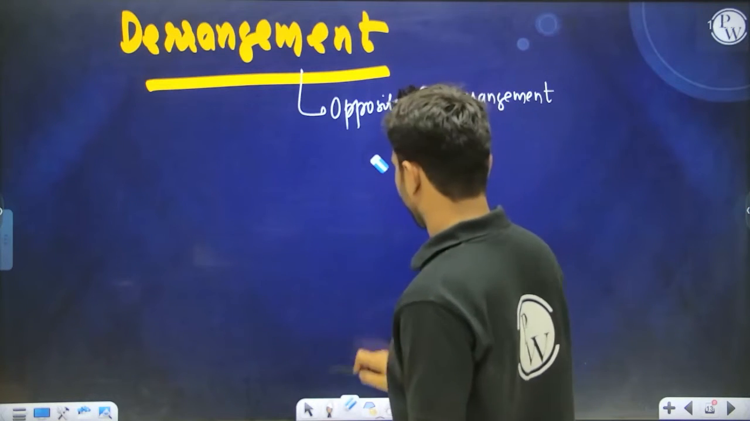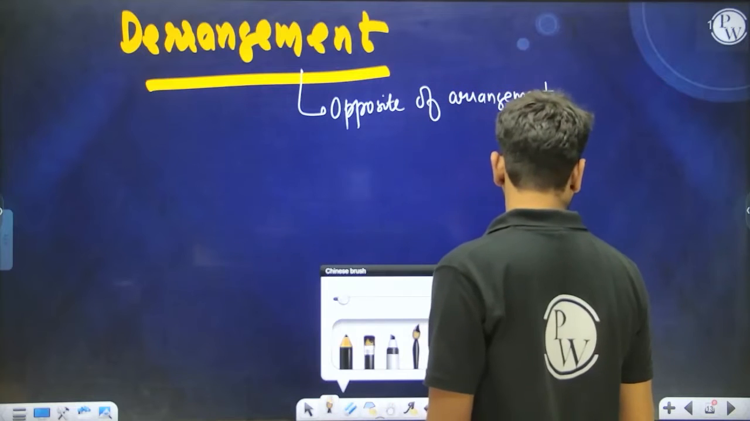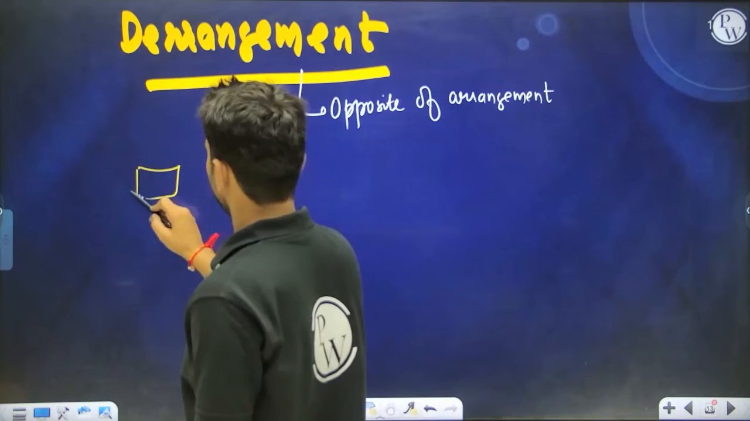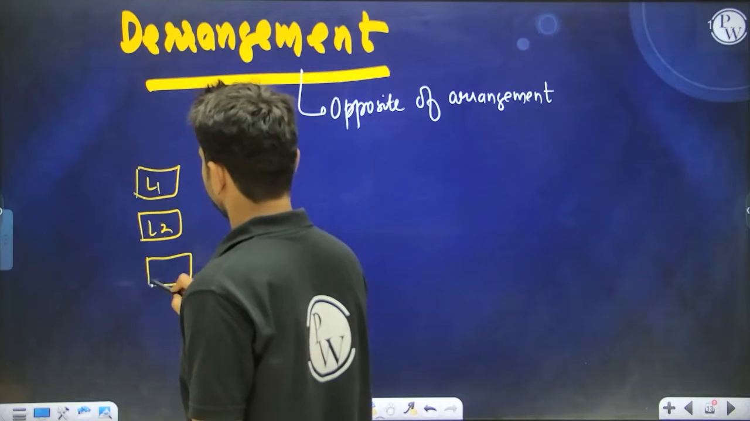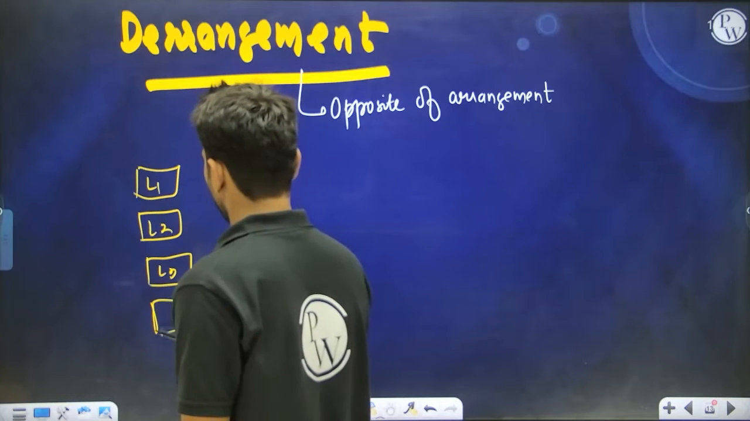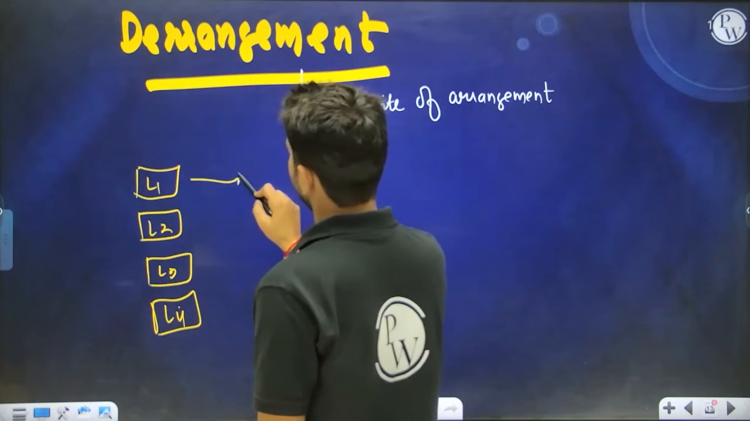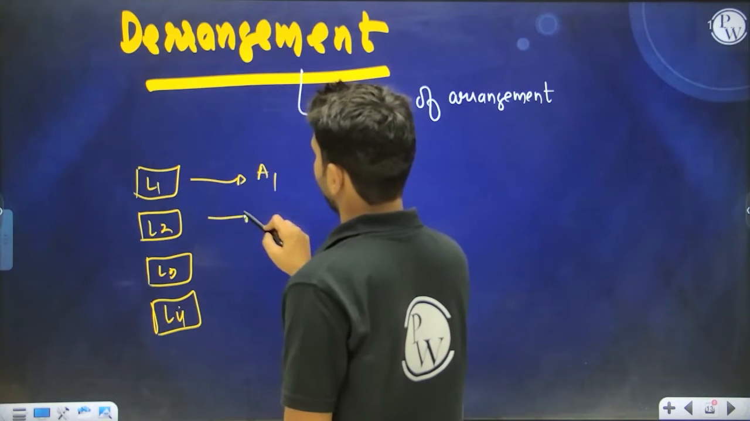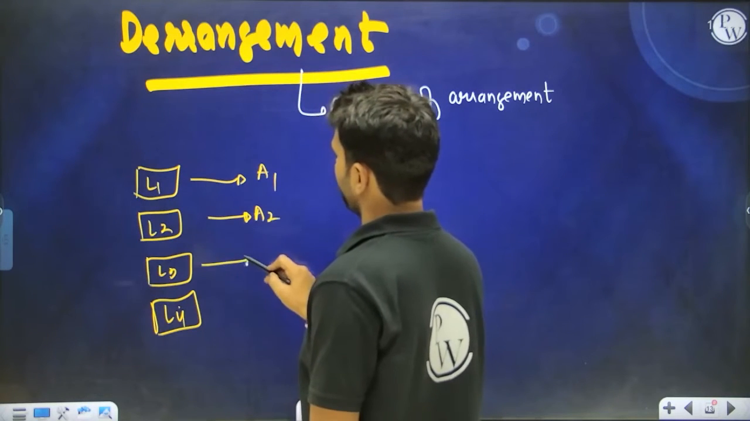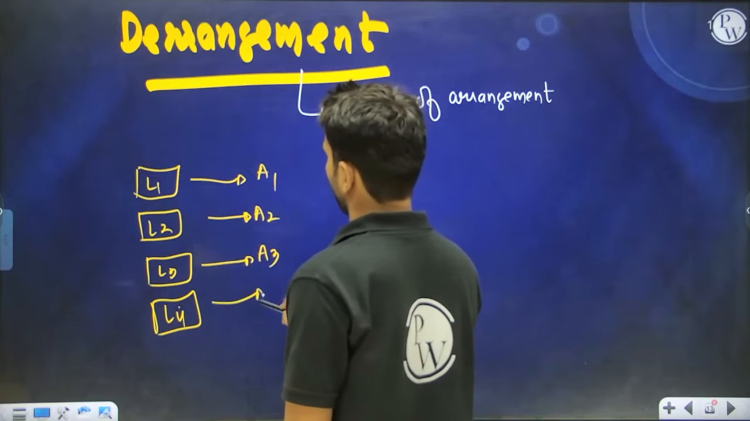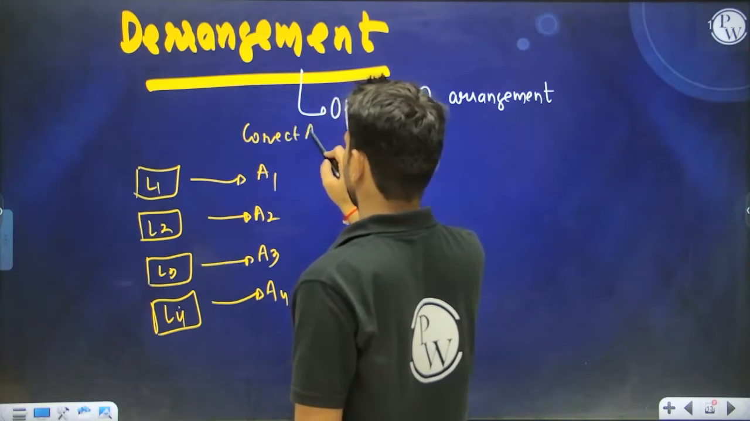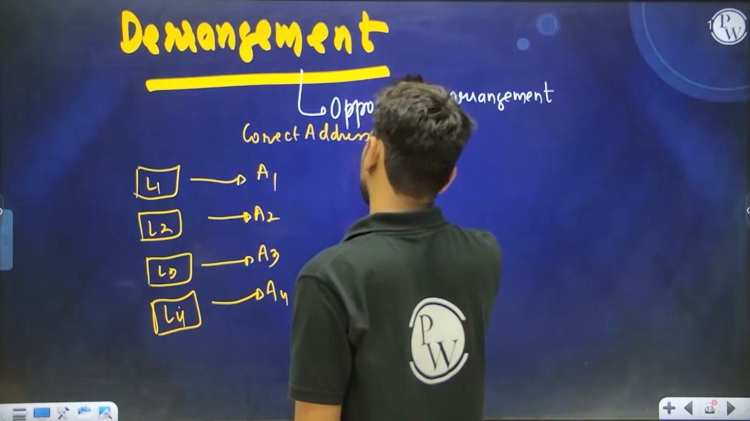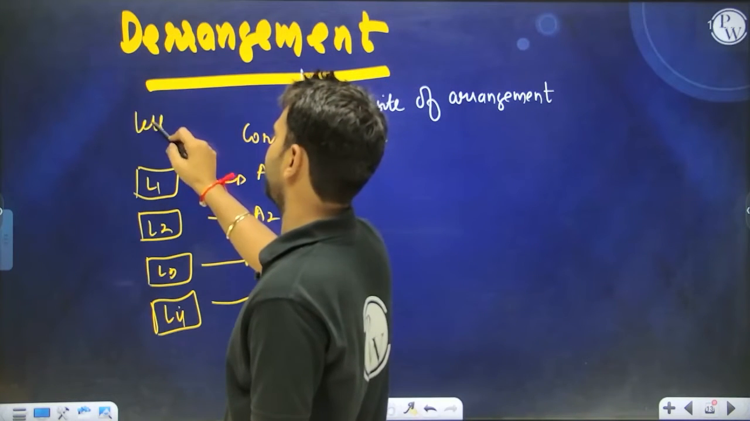Let's say I have given you 4 different letters. This is letter 1. This is letter 2. This is letter 3. And this is letter 4. Obviously, the correct address of letter 1 is address 1, letter 2 has to go to address 2, letter 3 has to go to address 3, and letter 4 has to go to address 4. These are the correct addresses. Okay, and these are the letters.